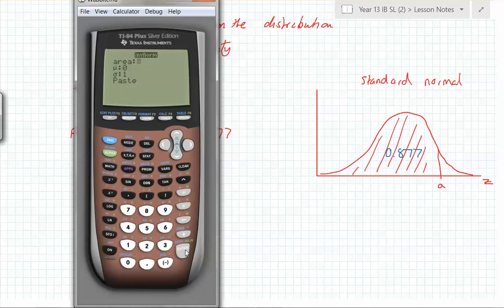Okay. What do you reckon? 0.877. We've got 0 and 1 there already. Paste. Enter. We get the answer 1.16. Okay.